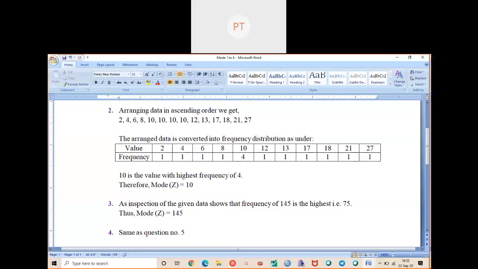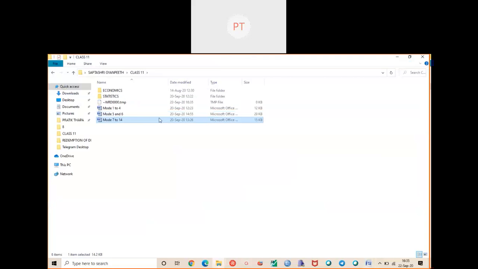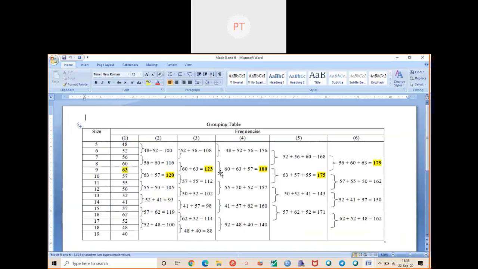So now we will see what is grouping method. Grouping method is quite a tricky one. So we have to have a look at this. Okay, so this is your question number 5. Now question number 4 is similar to question number 5. So now let us see question number 5. If we can solve question number 5, it will be easy for you to understand question number 4 also. You can do it on your own.